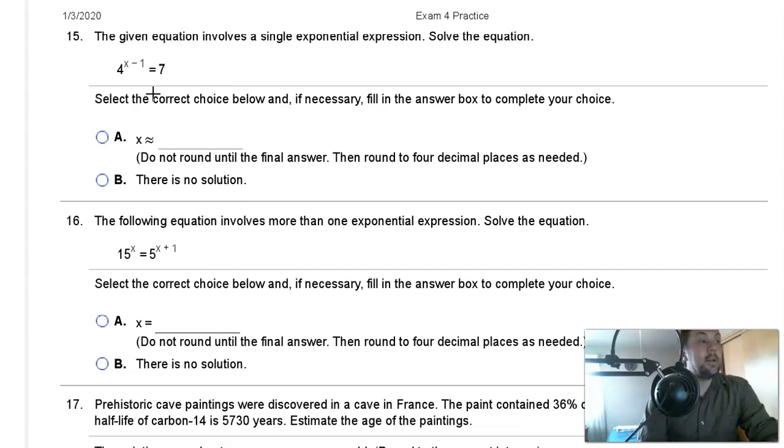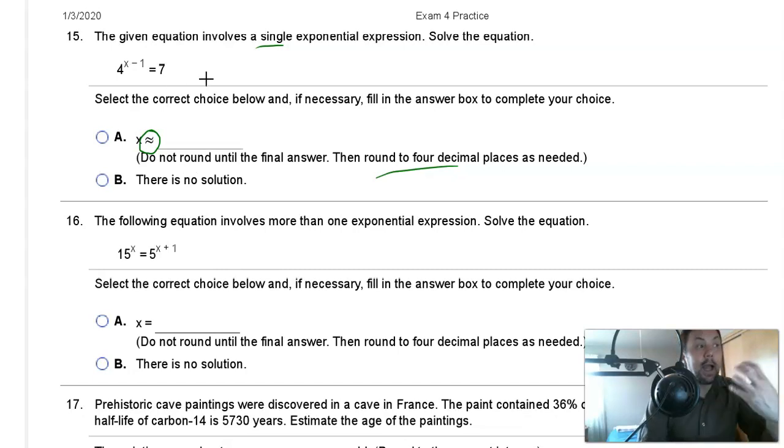All right. So solving this equation, it's a single exponential equation, and we want to be able to approximate it. So it wants us to round to 4 decimal places. It has the squiggly equal sign, which means we don't want the answer in logarithmic form. We want the answer in decimal form. So I want to be able to plug it into my calculator.